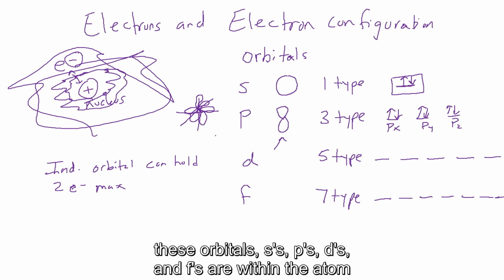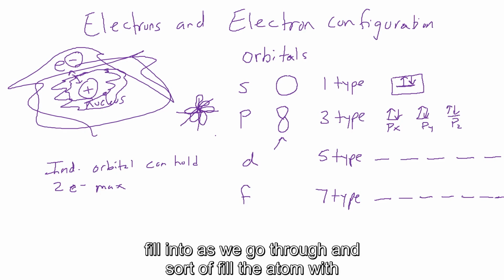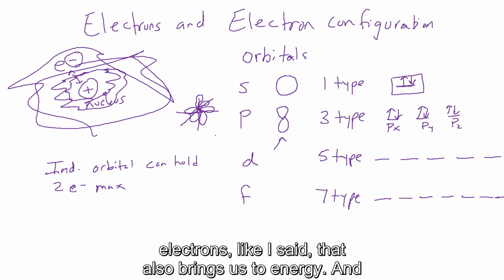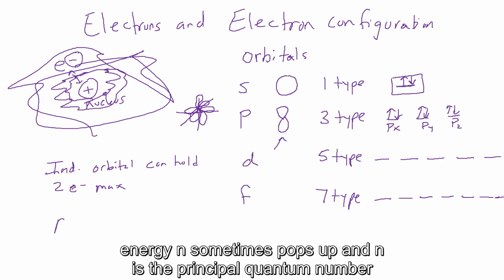So these orbitals, s, p, d, and f, are within the atom where we basically house our electrons, where they fill in as we go through and fill the atom with electrons. Each individual one, again, could hold only 2 electrons, like I said. That also brings us to energy. And when we talk about electron configuration, we talk about energy.